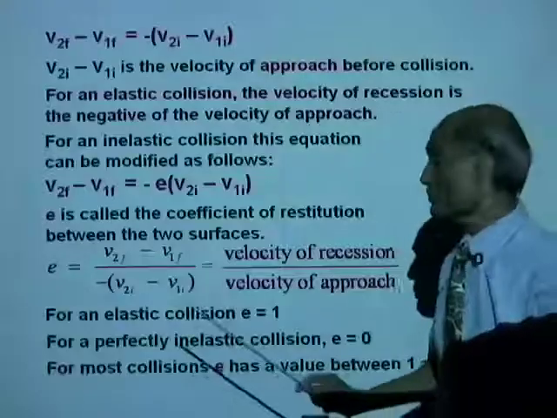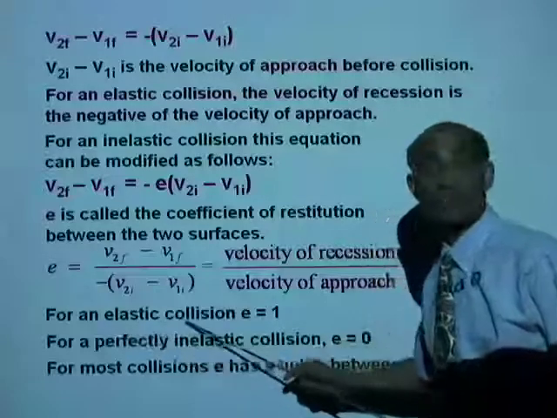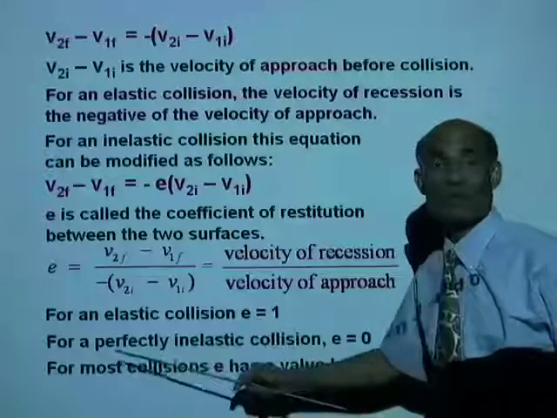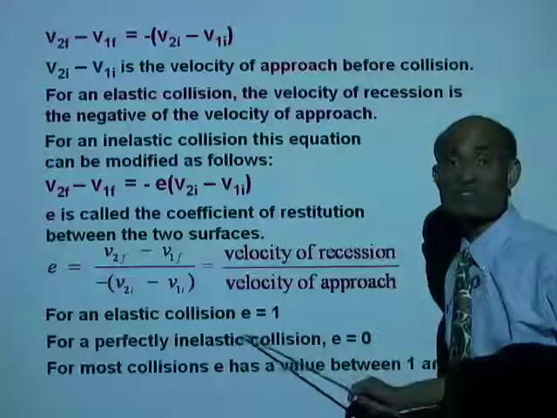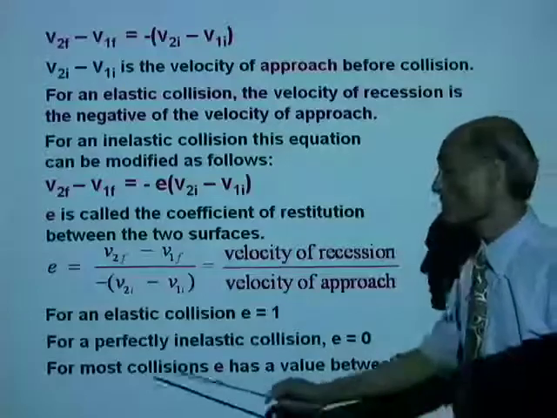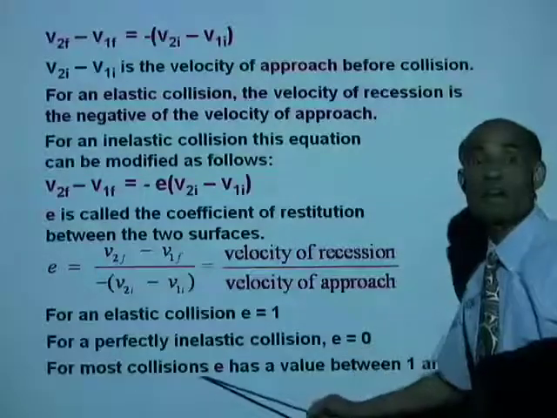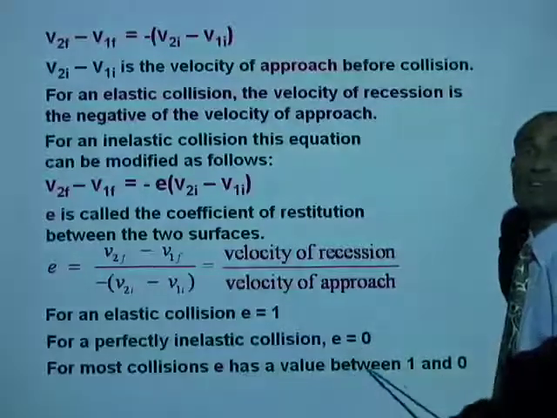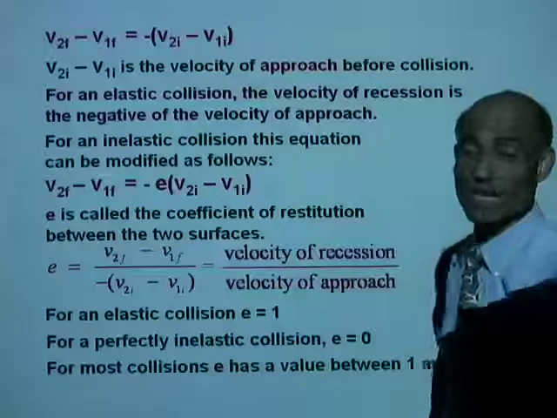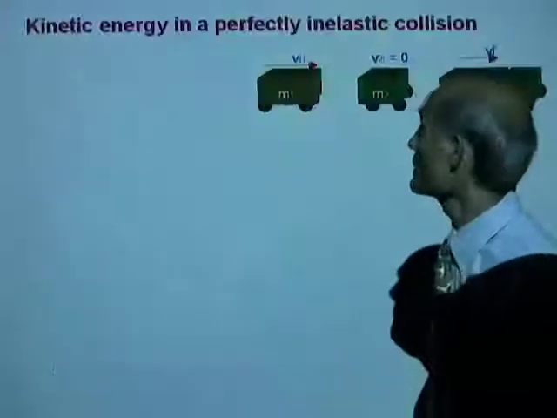Well, it lost more than half its energy. That means each of these collisions has a value of e which will be between 0 and 1. Is that right? Okay. So, for an elastic collision, e equals 1. For a perfectly inelastic collision, e equals 0. And for most other collisions, e has a value between 1 and 0.